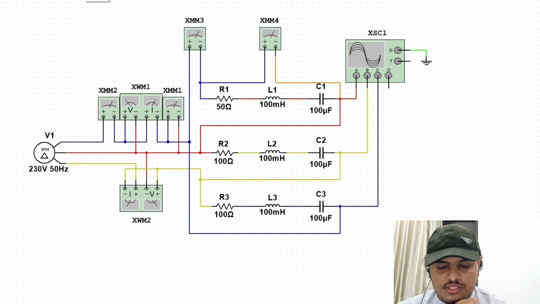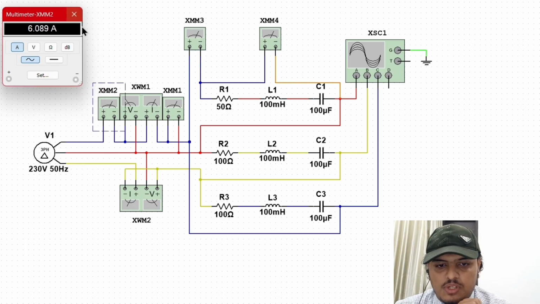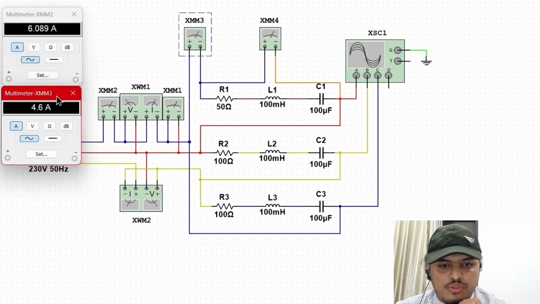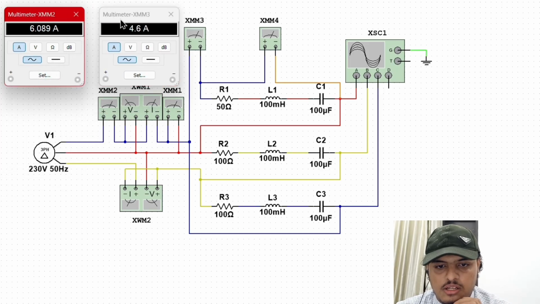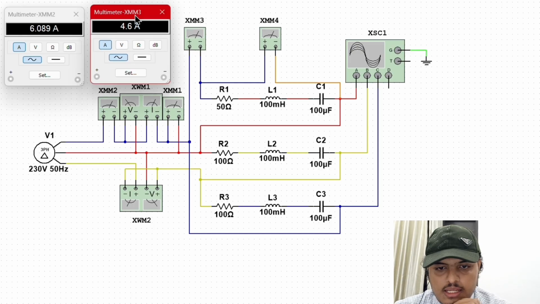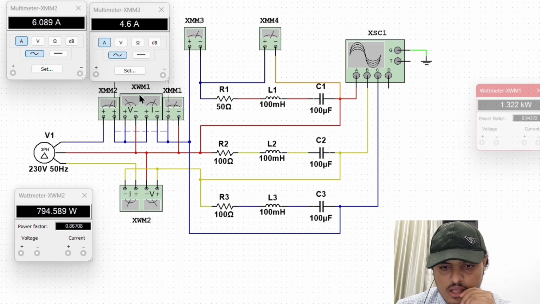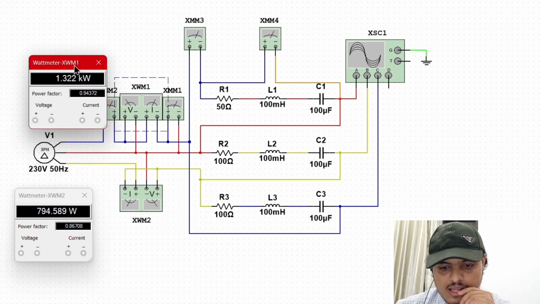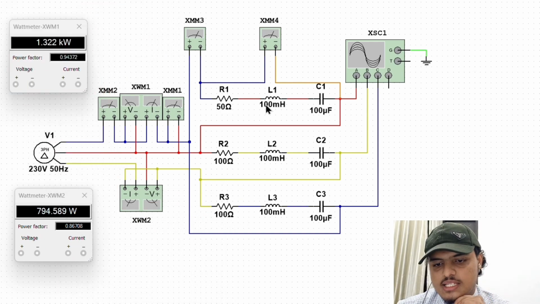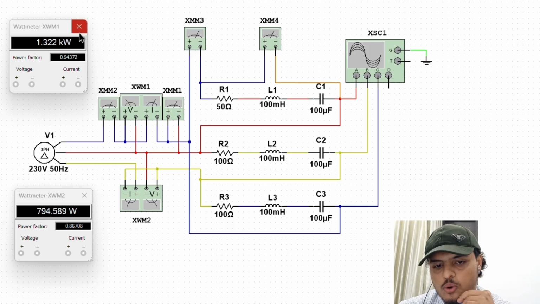So let's press run and see. As we can see now, the multimeters show the phase and the line values. This is the phase, this is the line. They are different because it's an unbalanced circuit. This is the wattmeter. As you can see, the phase that has the lowest load has more power.